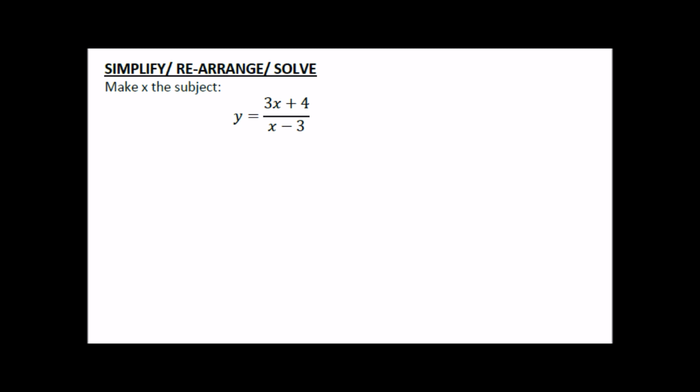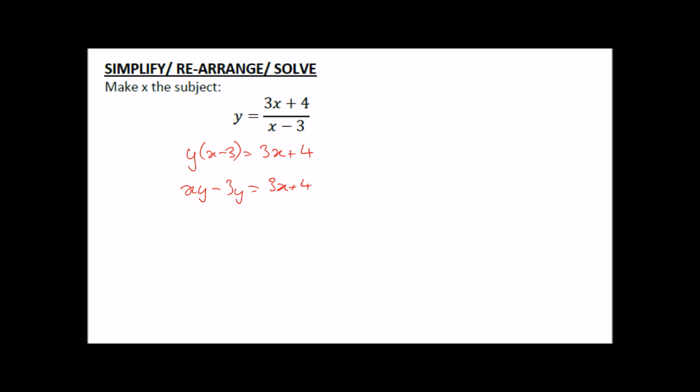So the first thing I'm going to do, because there's a fraction, is get rid of that fraction by multiplying both sides by x minus 3. So in effect, taking x minus 3 into the other side up there, and it becomes 3x plus 4 on this side. I'm going to expand the brackets, and I get xy minus 3y is equal to 3x plus 4.